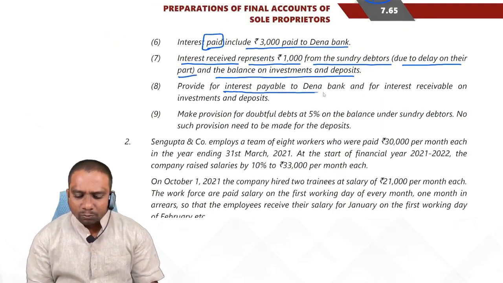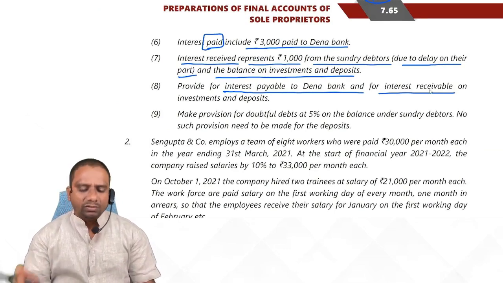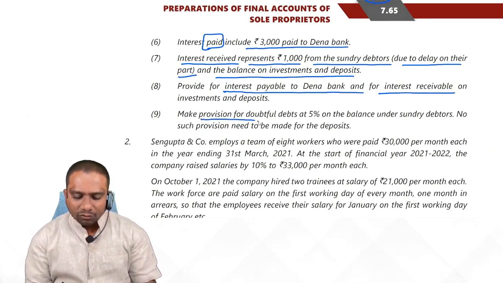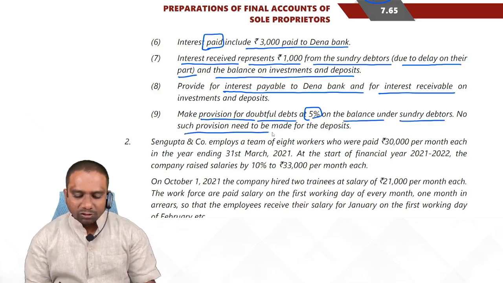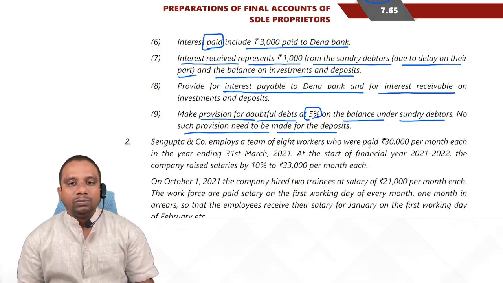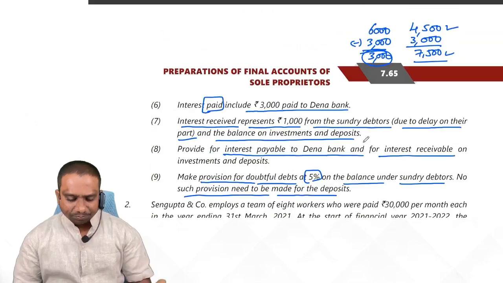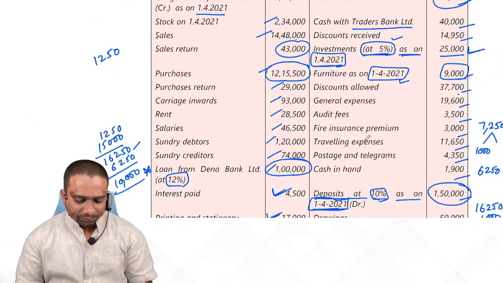Provide for interest payable to Dena Bank and interest receivable, which we already calculated. Make a provision for doubtful debts at 5% on the balance of sundry debtors. No such provision needs to be made for deposits. Clear? Now observe, what is our debtors total?